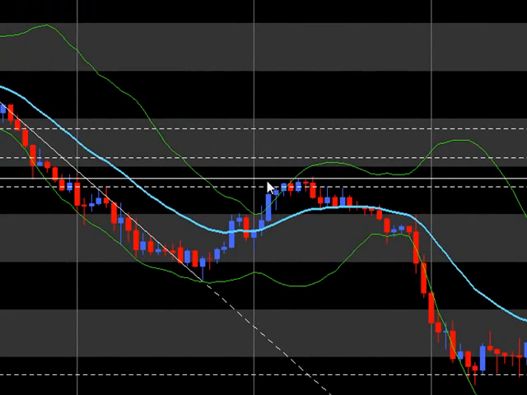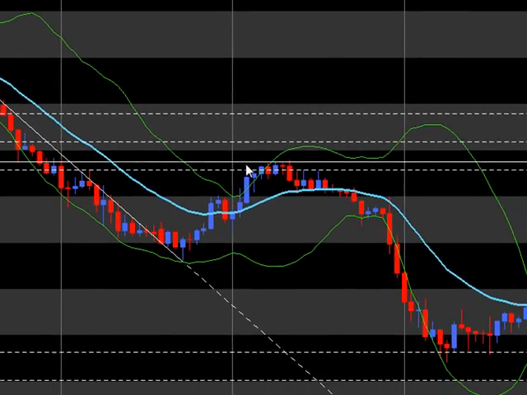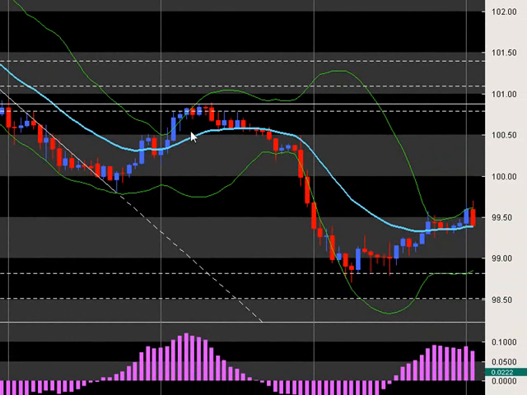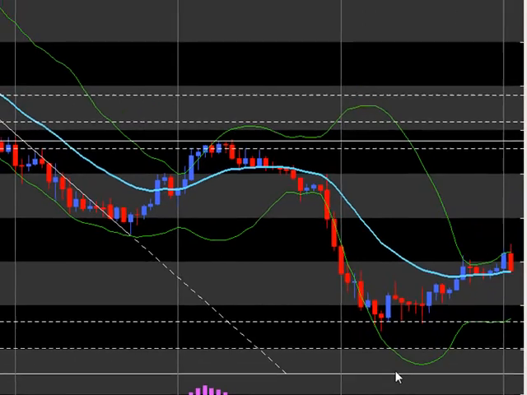Now the theory in terms of profit targets is there's something called Fibonacci extensions. That means that if the pair stops at the 38.2%, it should go to the 138.2 extension. If it stops at the 50, it should go to the 150 extension. And if it stops at the 61.8, it should go to the 161.8 extension.